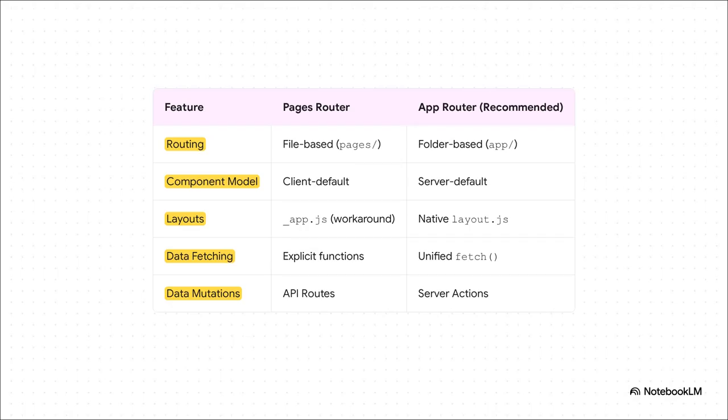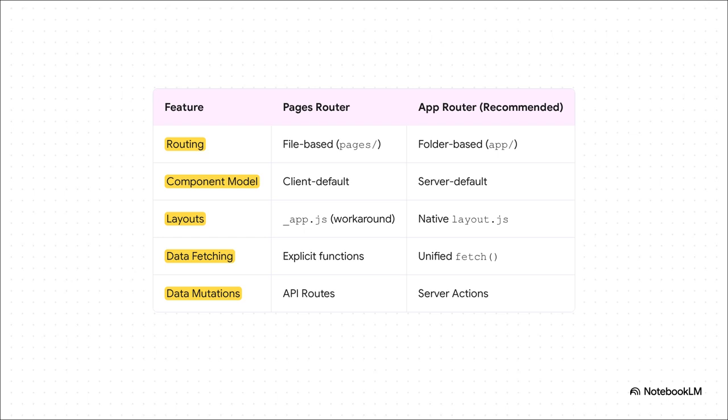All right, let's really break this down, because this table tells the whole story. First, look at routing. We go from single files to convention-based folders. This means you can put your page, its layout, its loading state all in one place. Super organized. Then, the big one, the component model. We've talked about it, but this is the heart of the change, shifting from client by default to server by default. This is huge for performance because it means way less JavaScript shipped to the browser.